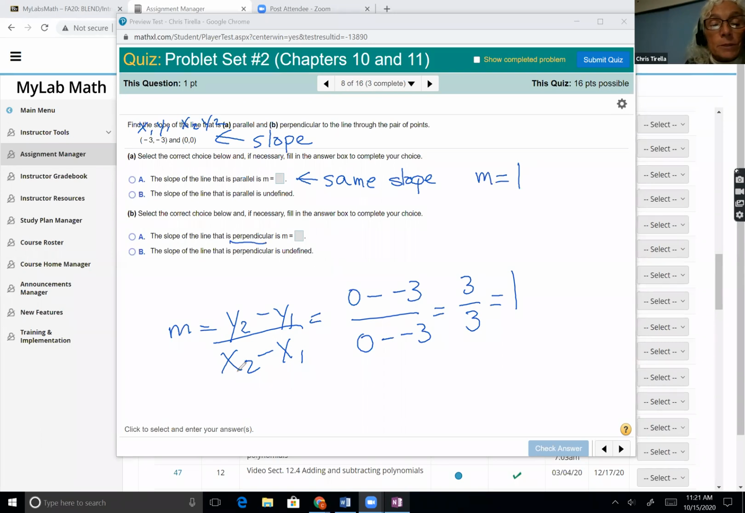Perpendicular lines, the slope is the negative reciprocal. So if I look at this slope as being 1 over 1, when I take the reciprocal, when I flip it, I still get 1 over 1, but I also want to change the sign. And so that gives me that the perpendicular line has a slope of -1.